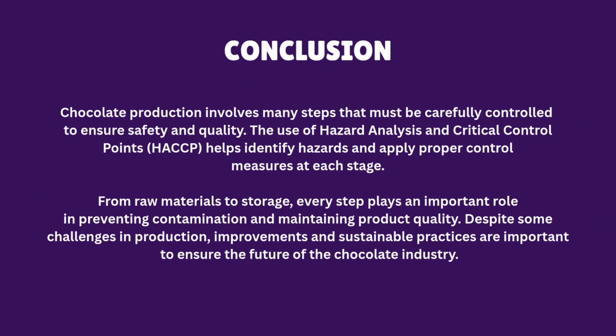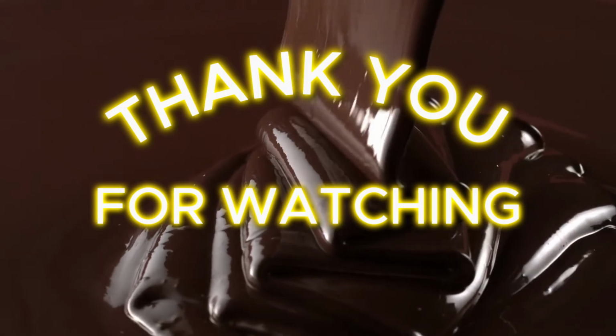In conclusion, chocolate production involves many steps that must be carefully controlled to ensure safety and quality. The use of hazard analysis and critical control points (HACCP) helps identify hazards and apply proper control measures at each stage. From raw material to storage, every step plays an important role in preventing contamination and maintaining product quality. Despite some challenges in production, improvement and sustainable practices are important to ensure the future of the chocolate industry.